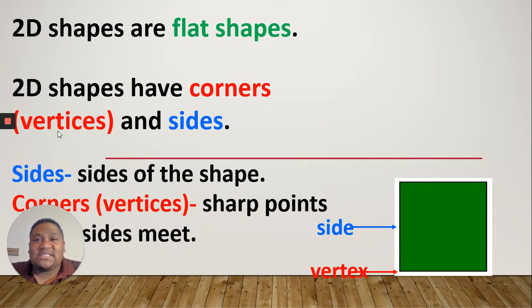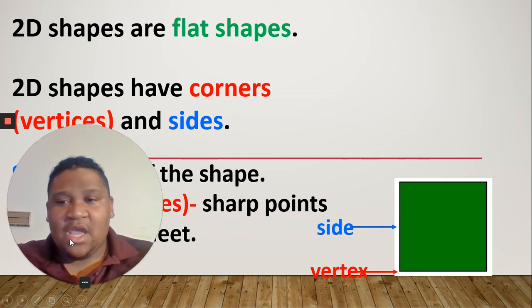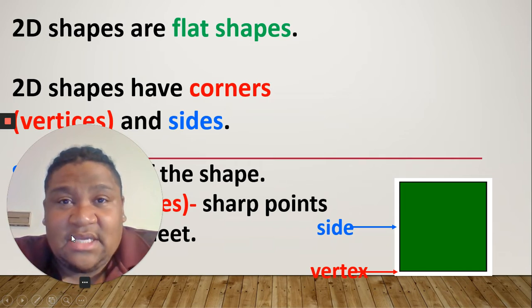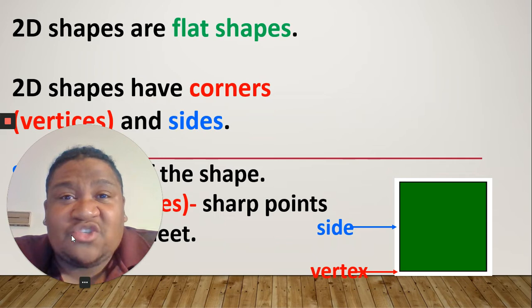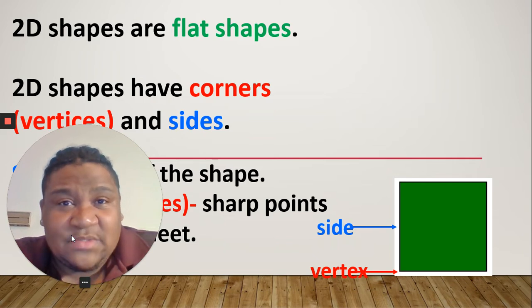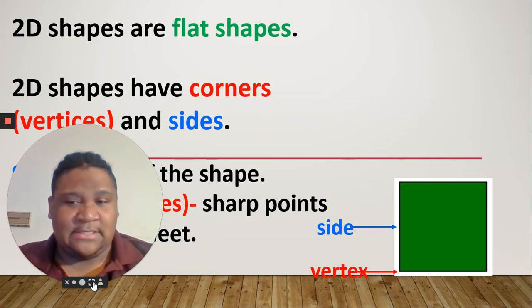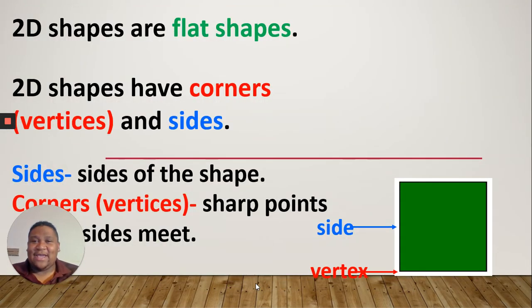Repeat after me, vertices. Say it again, vertices. Okay, let me just come back bigger for you. Y'all, do not say corners, say vertices. When we are describing shapes or listing their attributes, we say vertices. Now let me come through this screen and hear you say corners. Don't let me come through this screen. All right, we say vertices.